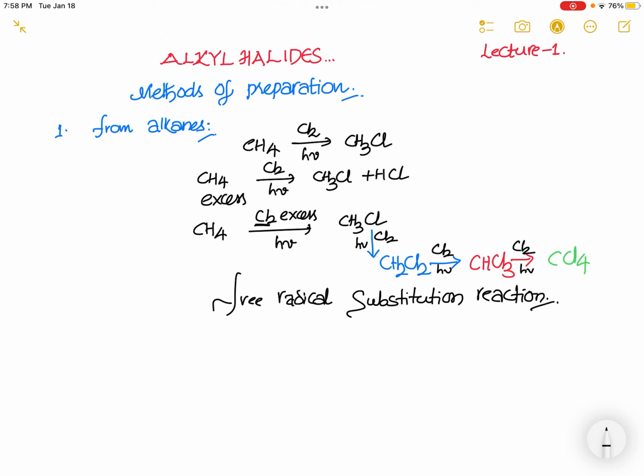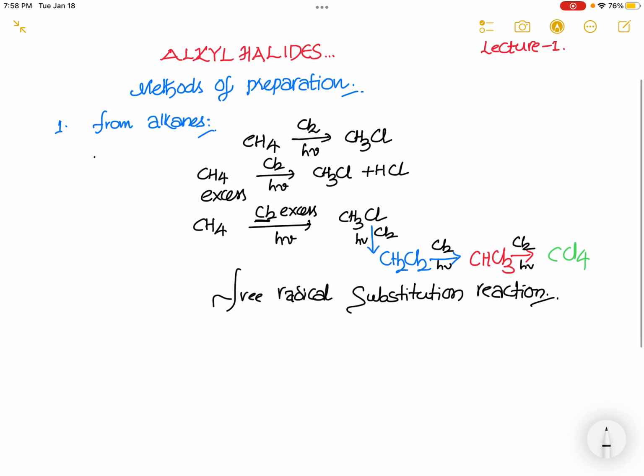From alkenes, you can comfortably prepare. Particularly for chlorine and bromine purposes, it is good. Chlorine, bromine we can use. That means RCl and RBr can be prepared much better. Why not RI? Why not RF? We'll discuss those points also.